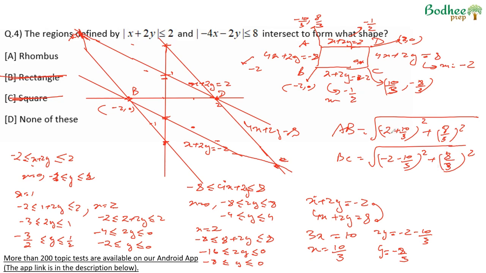8 by 3, 8 by 3 same. Here we'll get -2 plus 10. Here we'll get -2 minus 10. BC will be a larger value. So adjacent sides are not equal. So it cannot be a rhombus either. Hence, none of these will be the answer for this question.